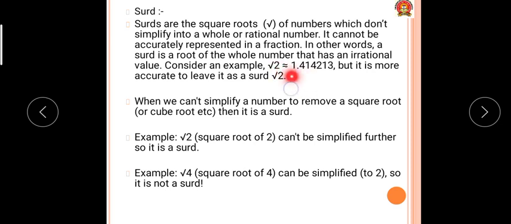Root 2, for example, is approximately, this is the symbol of approximately equal to, 1.414213. But it is more accurate to leave it as a surd, root 2. We can simplify a number to remove a square root or cube root. If it cannot be simplified, then it is called a surd, whether it is a square root, cube root, fourth root, fifth root, whatever. Now see, root 2 can't be simplified further, so it is a surd. Root 4 can be simplified to 2, so it is not a surd.